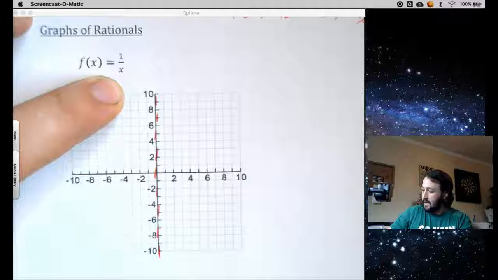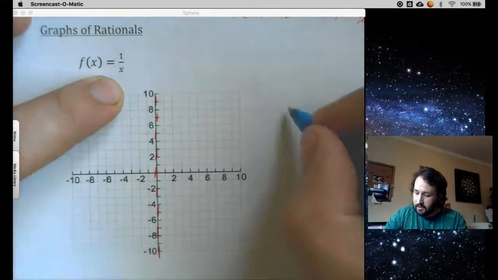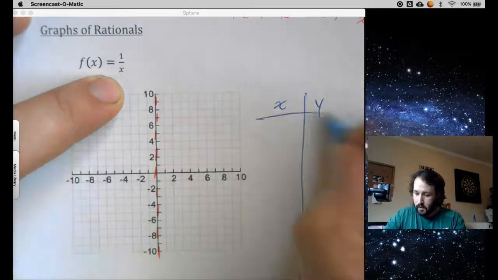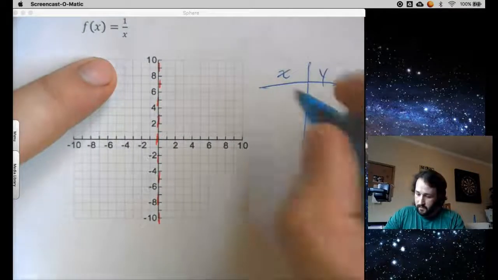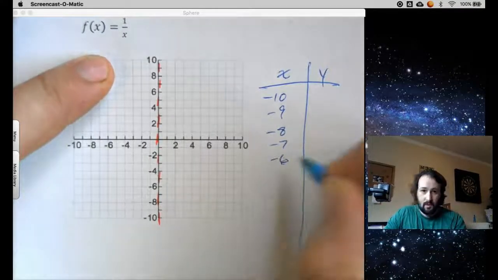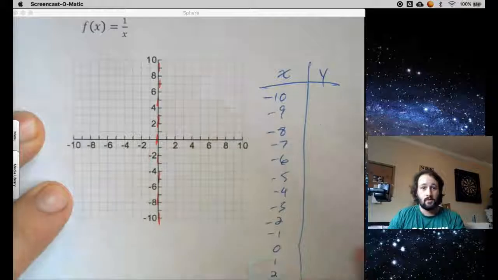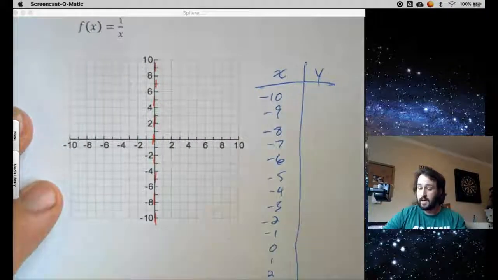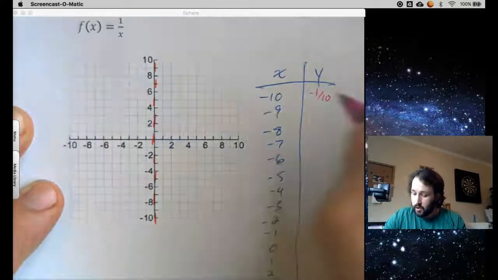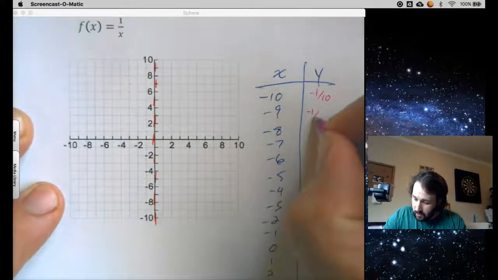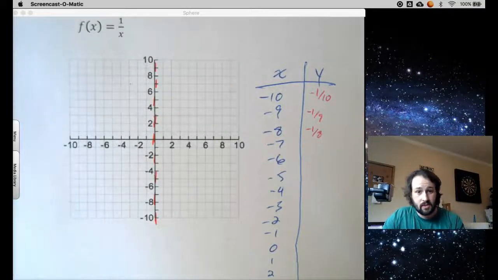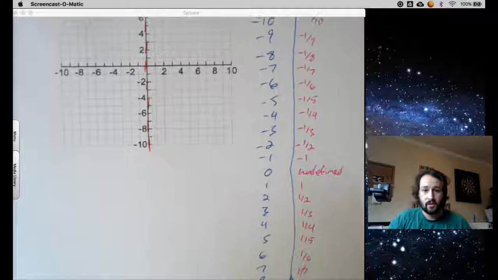Alright. So now, if I create a table of values, x and y, let's make a big one. If I put in -10, -9, -8, -7, you get the point. Let me finish this out real quick. If I plug in these values to 1 over x, this would be -1 over 10, right? 1 over -9 would be -1 ninth. -1 over 8, so on and so forth. Let me take a second and fill these out. Alright, so here's all of our values.